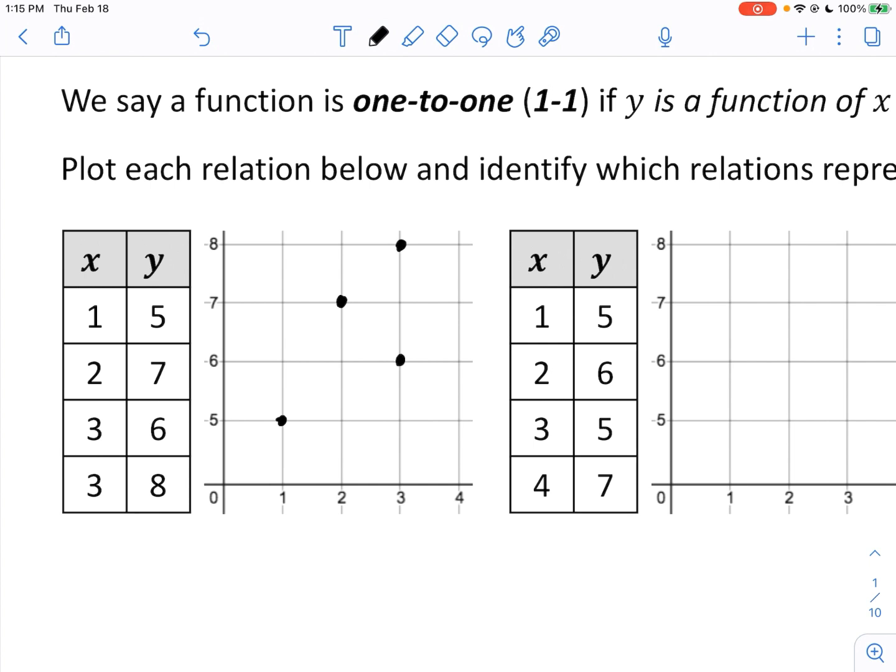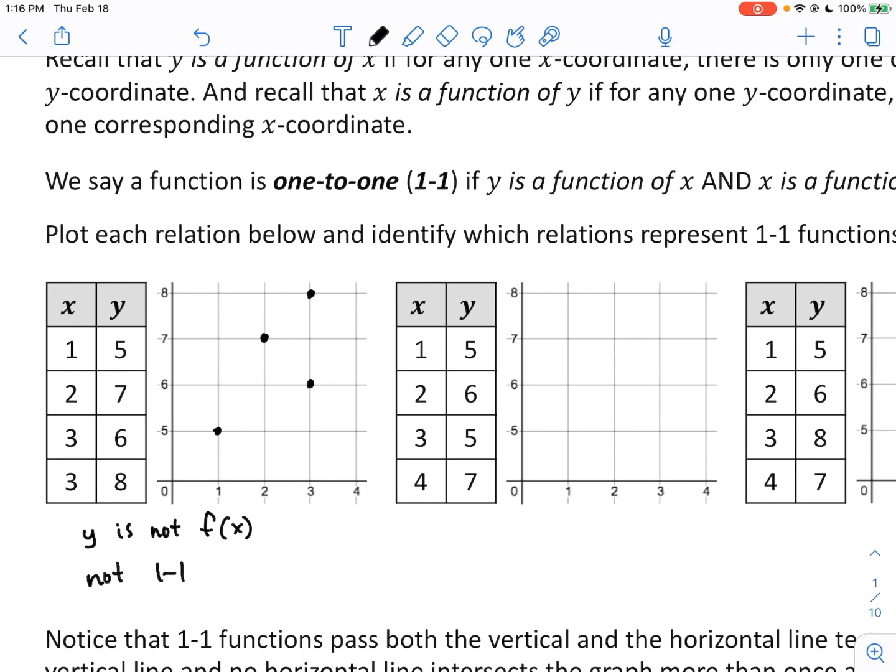To determine if y is a function of x, we want to do a vertical line scan. So we imagine a vertical line scanning the graph, and every time we intersect, we pause and ask, how many times are we intersecting? But here we have an intersection of two different points. So we would say that y is not a function of x, so it's not 1-to-1. We have to have y being a function of x and x being a function of y. And I'm going to actually just write it out, not a function of x.